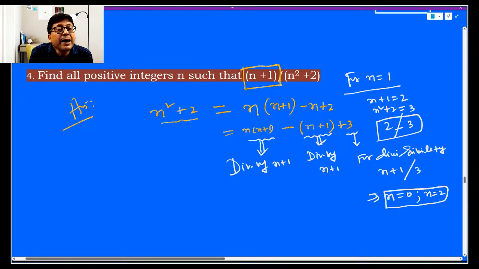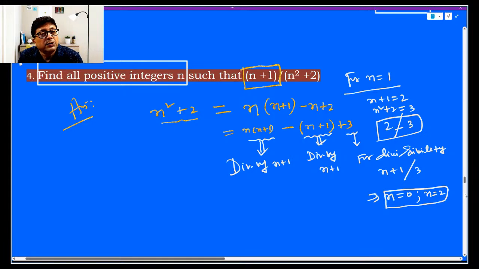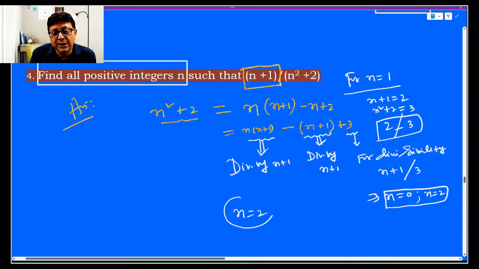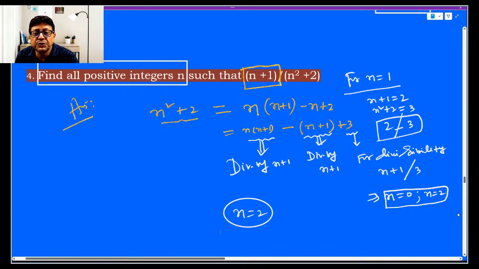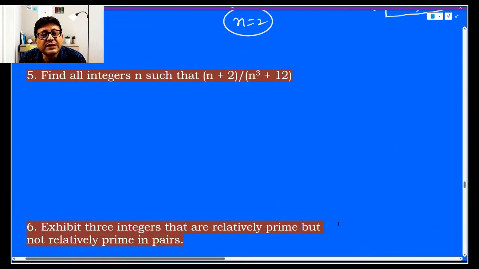But they have asked you to find all positive integers n over there. Okay. So to find all positive integers n, we need to neglect n equal to 0. So the only solution is n equal to 2. Clear? You all understand? This is the only solution, n is equal to 2. Let us go for the next one.